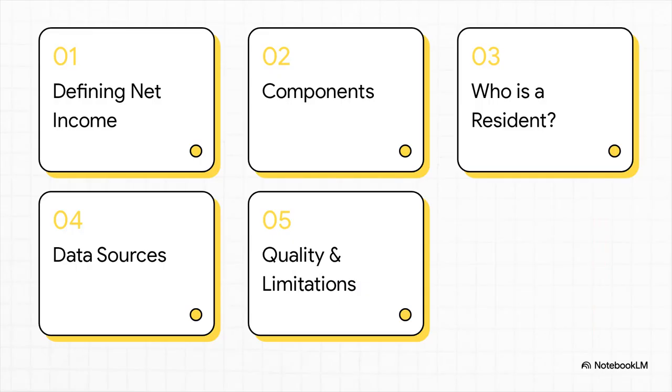So here is our game plan. 1. Defining net factor income. 2. Components of net income. 3. Who is a resident? 4. Data sources and methodology. And 5. Quality and data limitations. Let's get right into it.